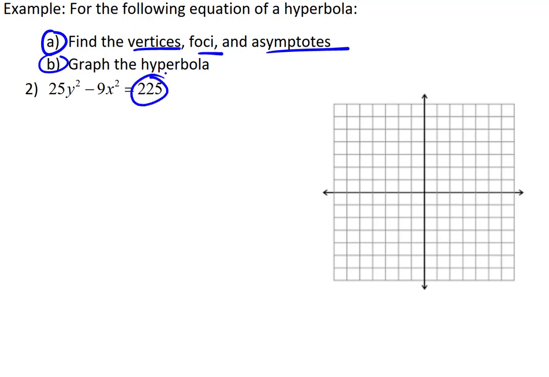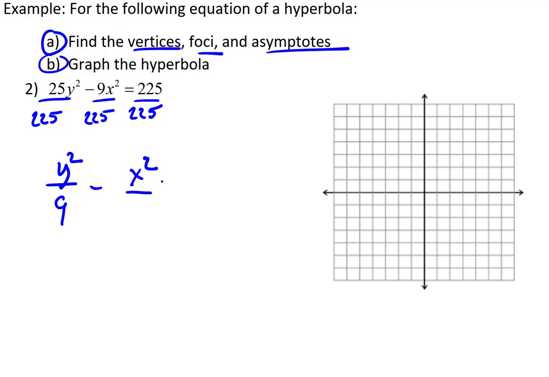Namely, we need this number on the right side to be a 1, and it's not, but we've seen this before. We can easily make that a 1 if we divide everything by what that number is, which is 225. So if I divide by 225 all the way across, I'll have to just reduce these fractions. I'll end up with y squared over 9 minus x squared over 25 equals 1. And so now we have what we need for this.